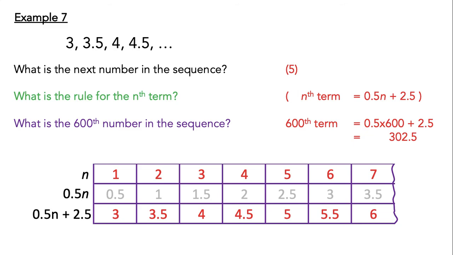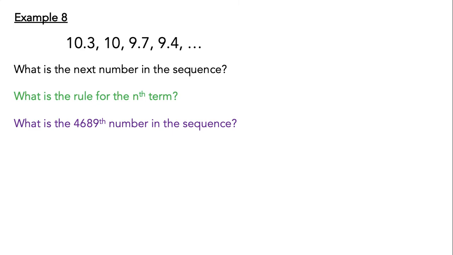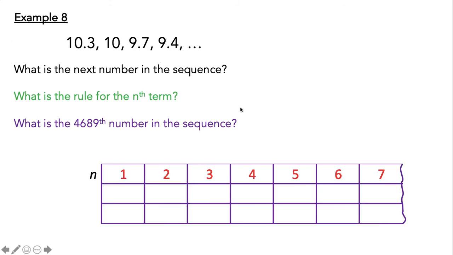Okay, here comes, I think, the last one. Okay, so 10.3, 10, 9.7. Again, pause the screen, have a go at the question. Okay, so here comes the answer. So it's going down by 0.3 every time. So when we make our table, that's giving us a big clue that the rule must involve somewhere in it 0.3 times where you are in the sequence.